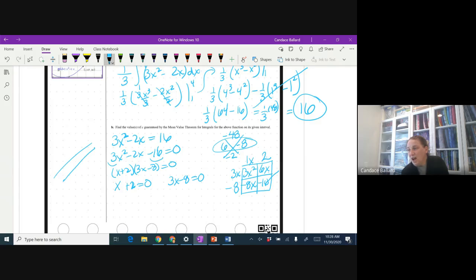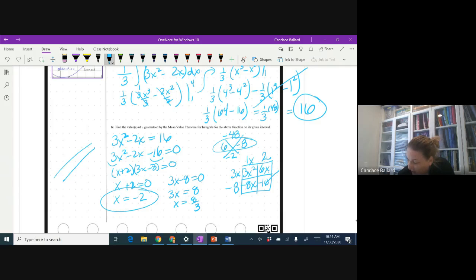Madison, good job. You got it. All right, so it is the zero product property. When you split it and set it equal to 0, it's the zero product property. So x equals negative 2. You get the gold star for the day, Madison. And then we've got 3x equals 8 and x equals 8/3.